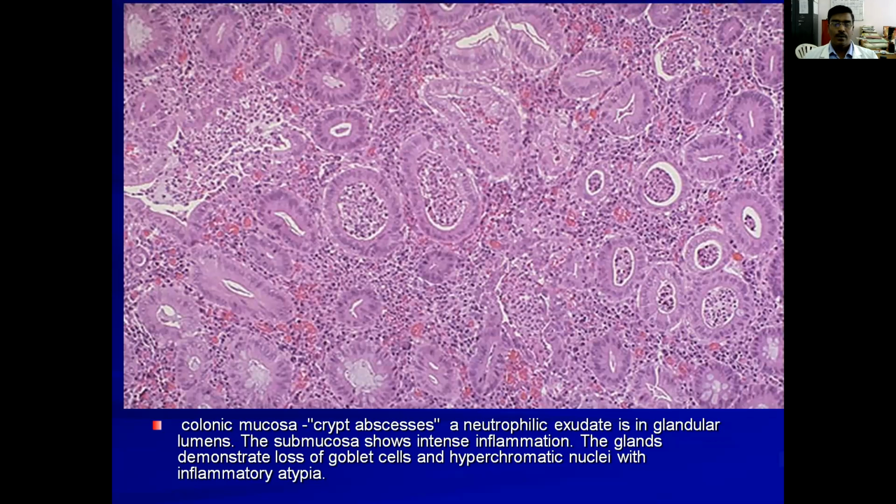This chronic mucosa forms a crypt abscess. Neutrophilic exudate is in the glandular lumens. The submucosa shows intense inflammation. The glands demonstrate loss of goblet cells and hyperchromatic nuclei with inflammatory atypia.